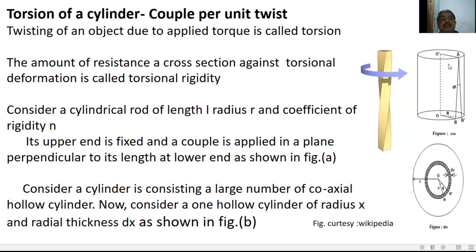Consider a cylindrical rod of length L, radius R, and coefficient of rigidity eta. Its upper end is fixed and a couple is applied in a plane perpendicular to its length at the lower end. It is an example of pure shear.